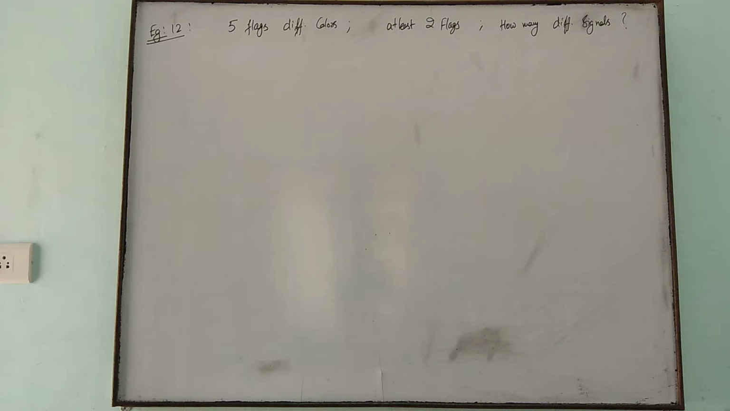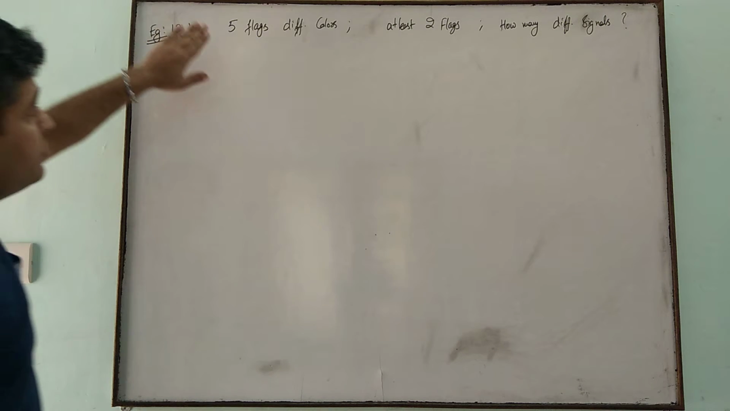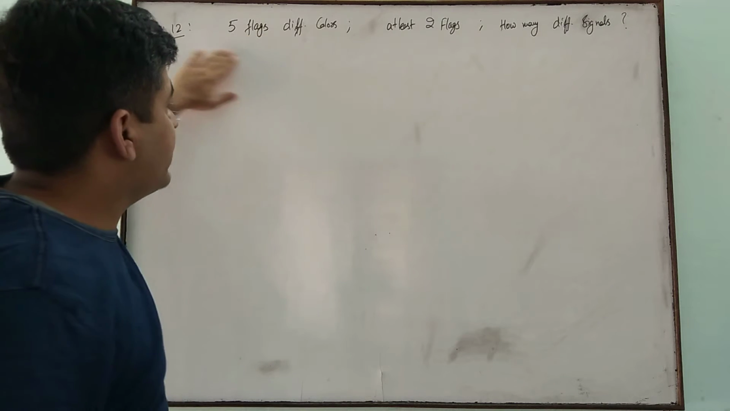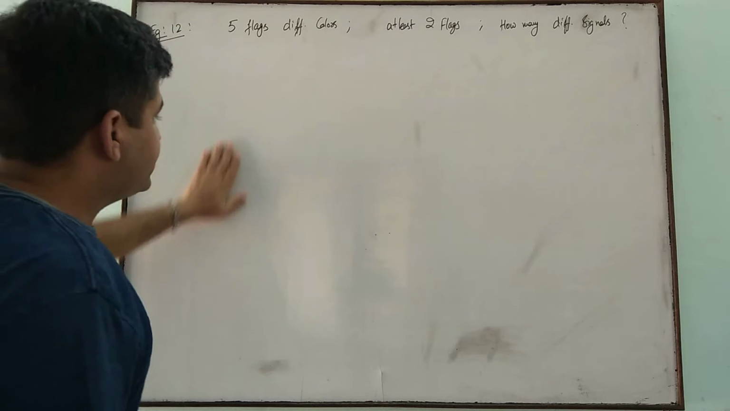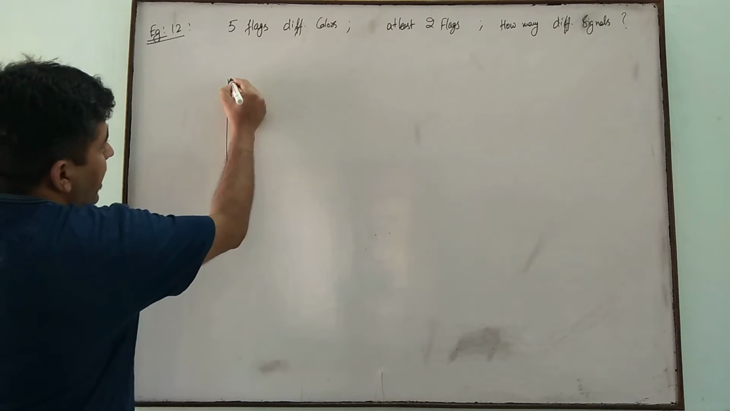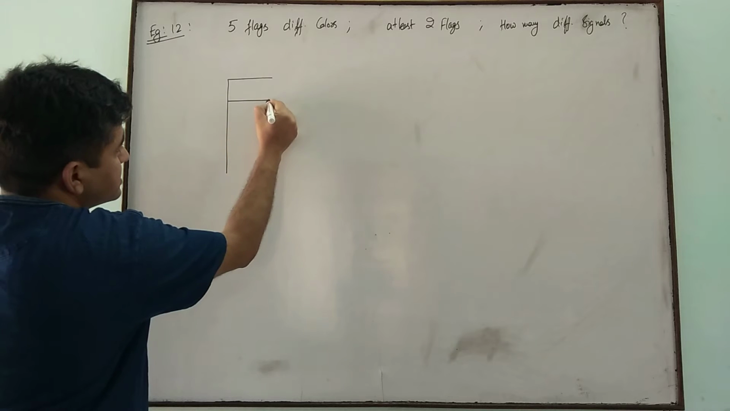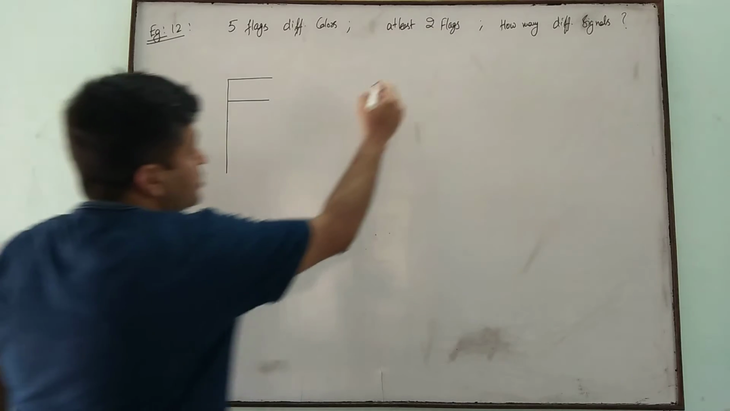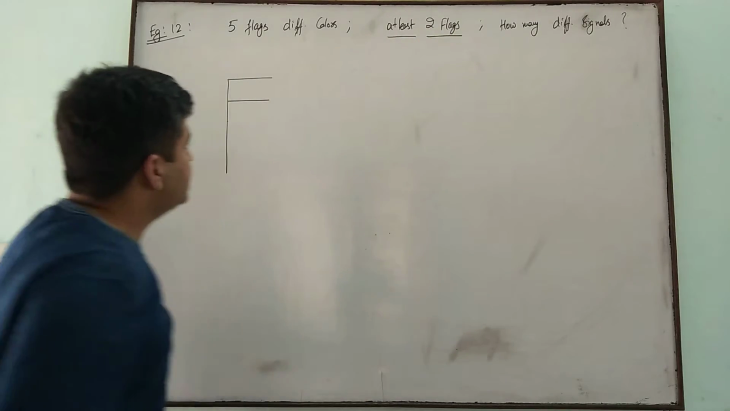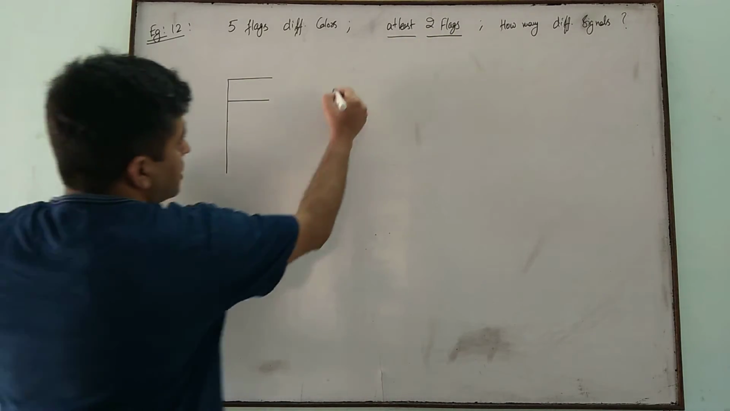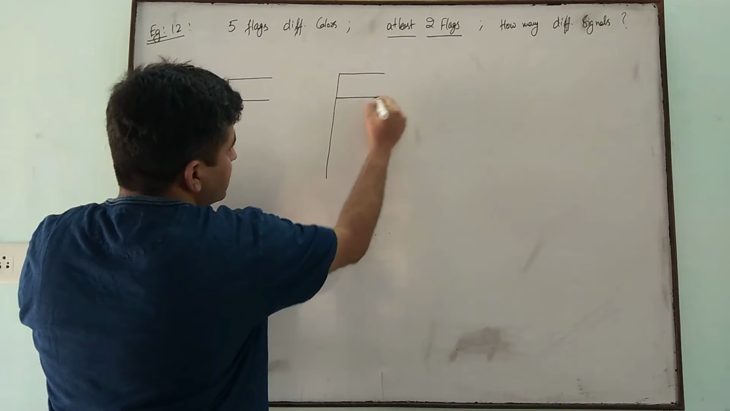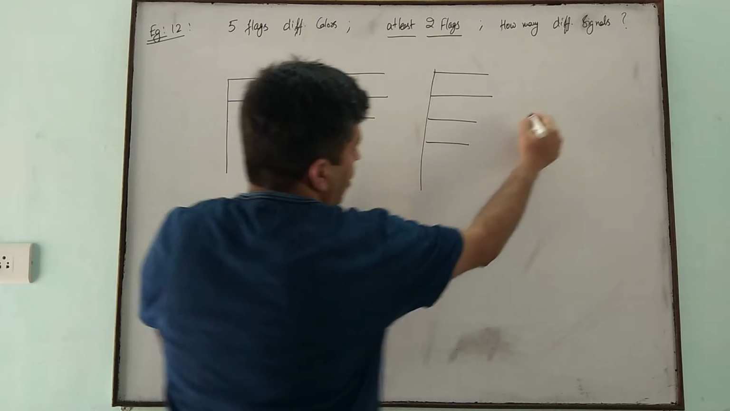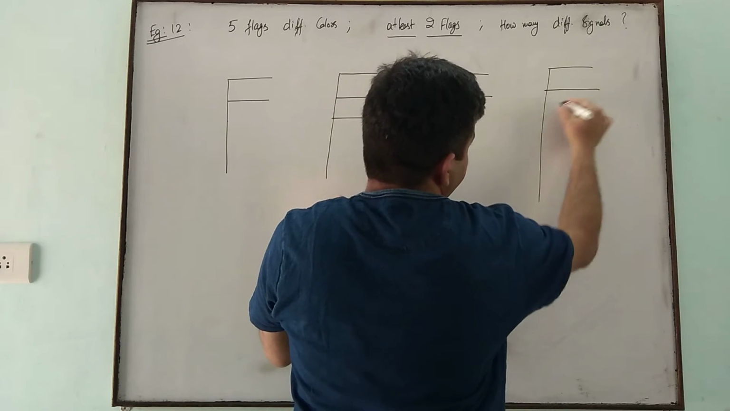One of the interesting questions is, he said 5 different flags are there. Different means different colors of 5 flags are given. He said on a vertical staff you have to use these flags, like this is one flag, this is another flag, this is another flag. On a vertical staff you have to use these flags, and you can use at least 2 flags, means minimum 2, or you can use 3 flags also, or you can use 4 flags also, or you can use all the 5 flags.